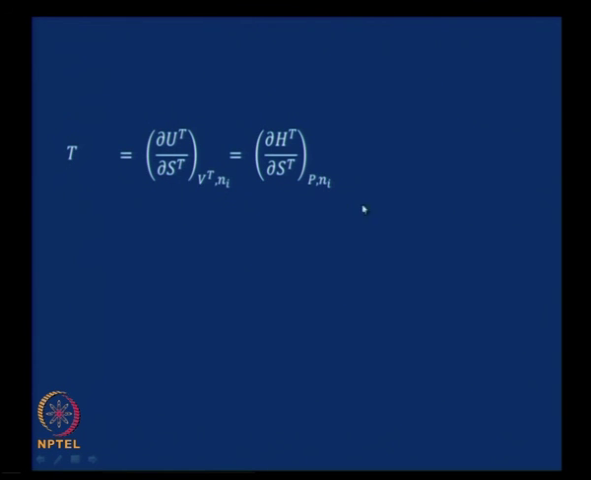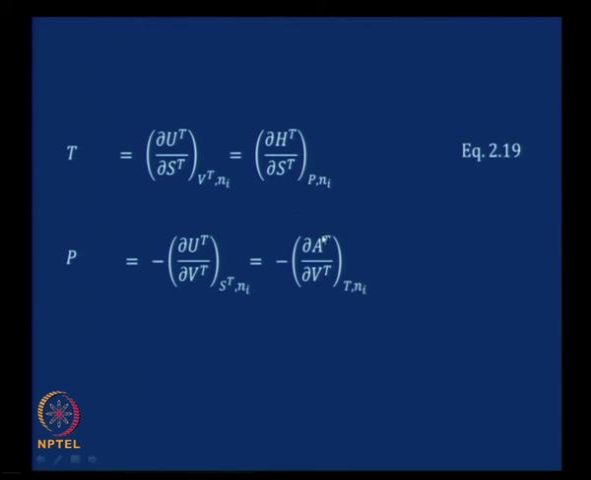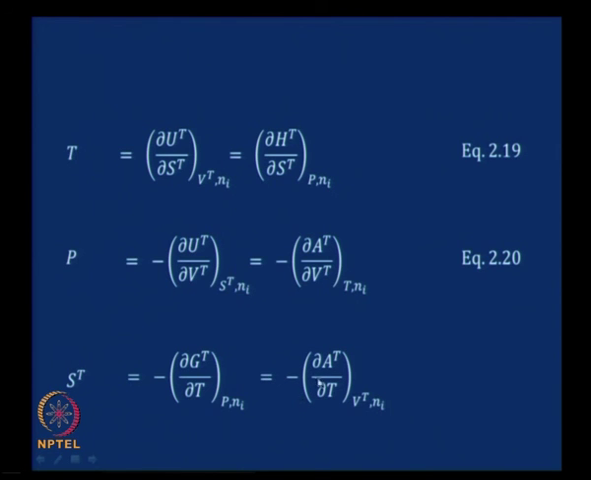I am just compiling those here as equation 219. P as minus of ∂U_t/∂V_t at constant S_t, n_i, or minus ∂A_t/∂V_t at constant T, n_i, equation 220. S_t as minus of ∂G_t/∂T at constant P, n_i, or minus of ∂A_t/∂T at constant V_t, n_i, equation 221, and V_t as ∂G_t/∂P at constant T, n_i, or ∂H_t/∂P at constant S_t, n_i, equation 222.